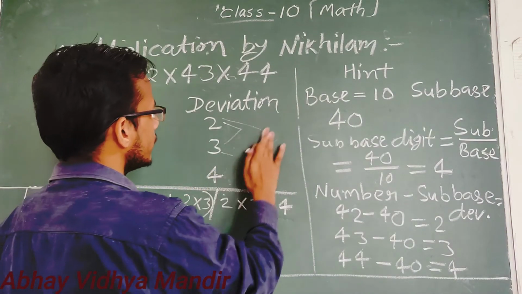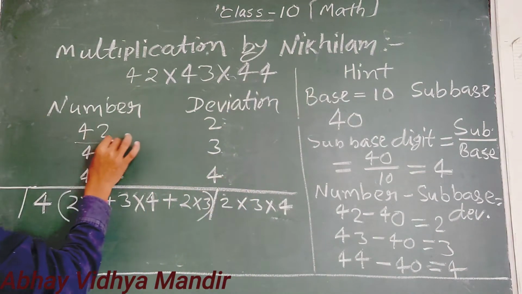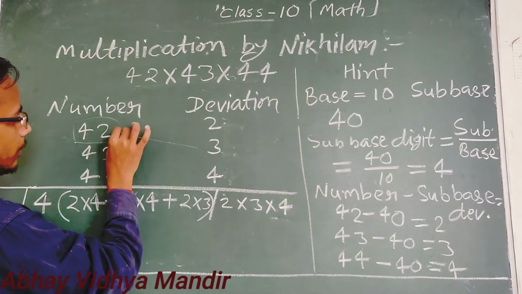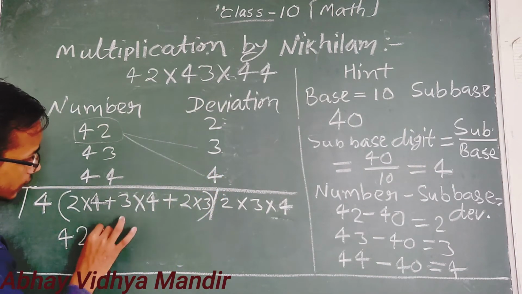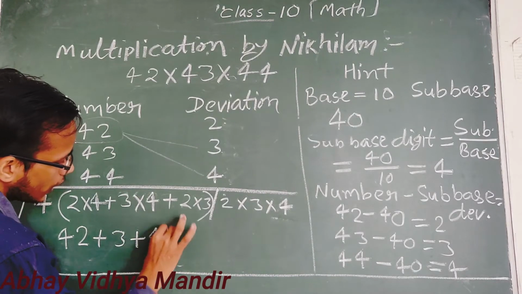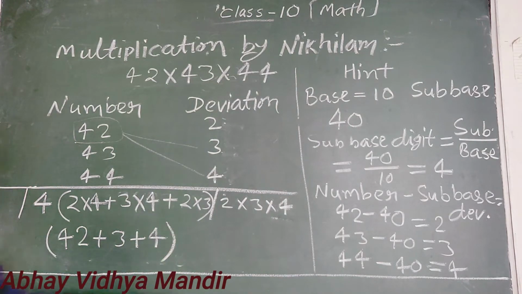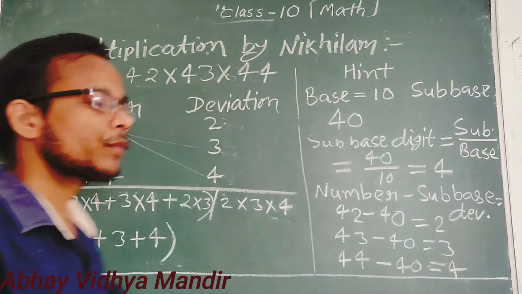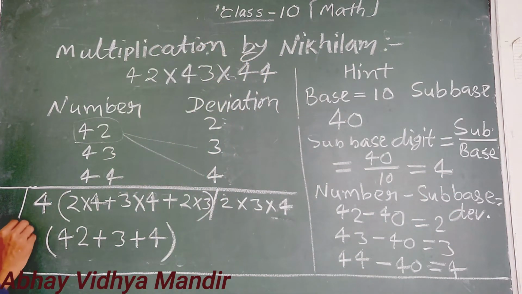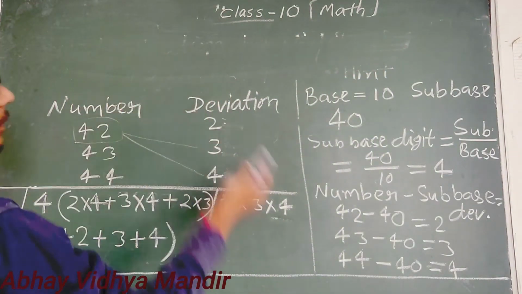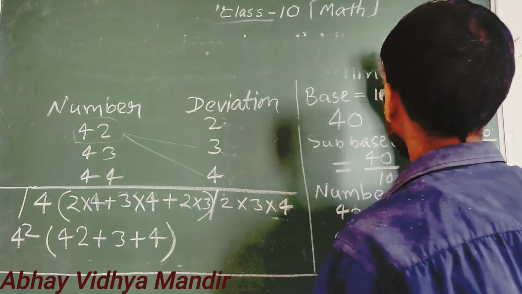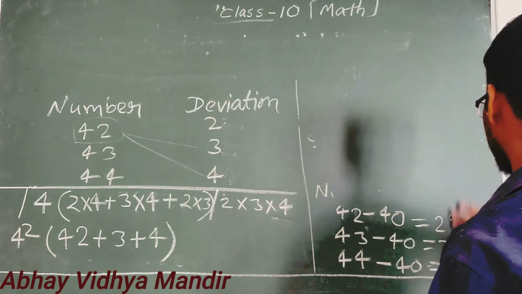Okay. Then again further put an oblique and then write the next. In the next what we did? We take a number and add the remaining numbers opposite to that. Okay, 42 plus 3 plus 4 and multiply with 8, sub-base digit square. And what do you have to multiply it with? With sub-base digit square. Okay. Now I have no use of this, so I erase it.